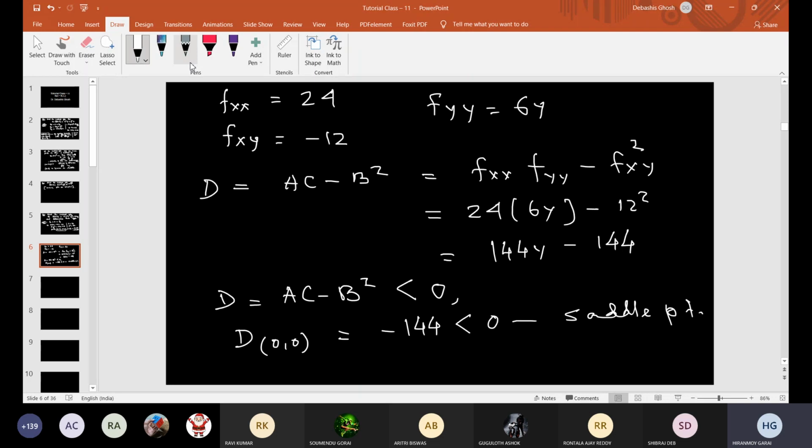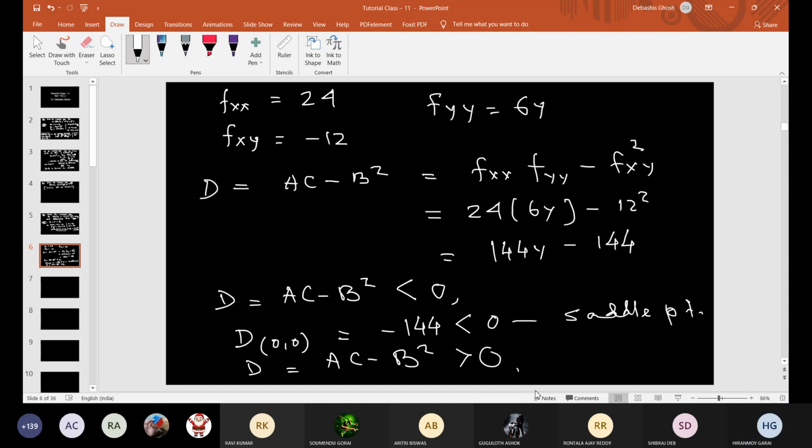And if we consider that D equals AC minus B square is greater than 0, then we have to check whether A or C is greater than 0 or less than 0. If A or C is greater than 0, then it has its minimum value. If it is less than 0, then it has its maximum value. That means the extreme points are being considered. So for AC minus B square, we are getting ultimately this expression.